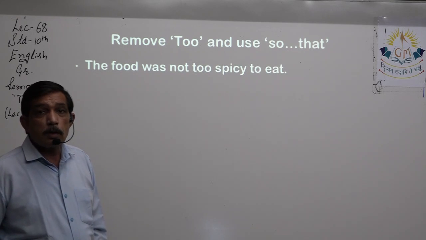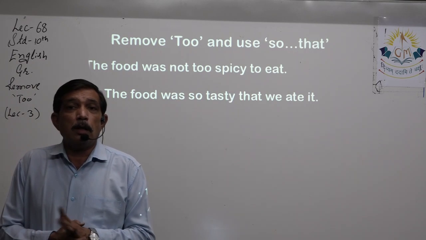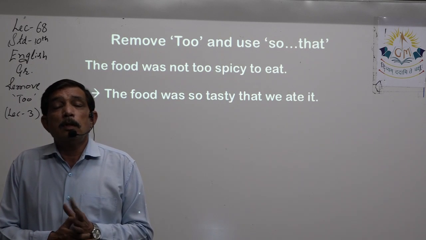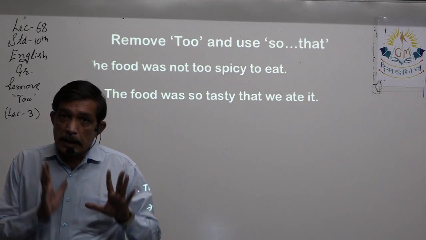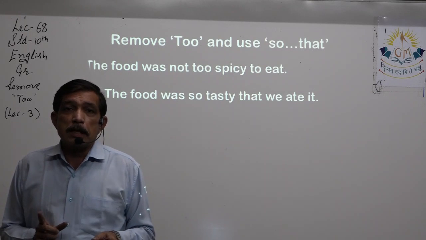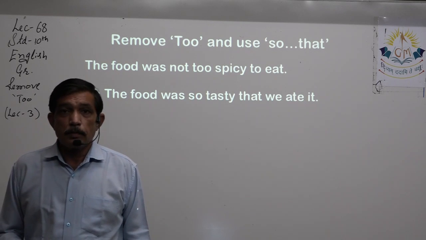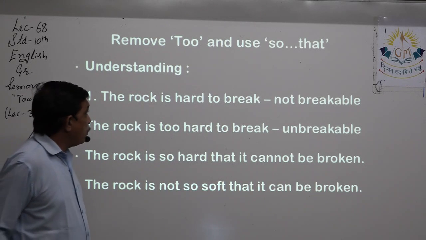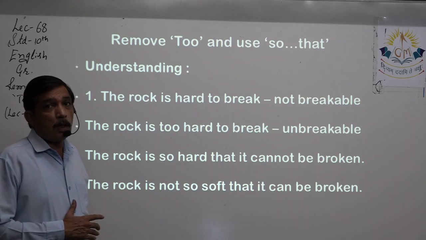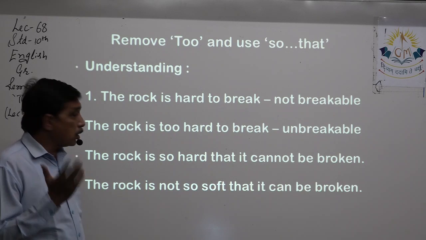So we have to use the antonyms when double negation is used, so that we make the meaning and essence of the sentence clear, and we keep the meaning of the sentence intact. We do not change the meaning of the sentence in transformation of sentences. Now, very important understanding of removing to and inserting so that.